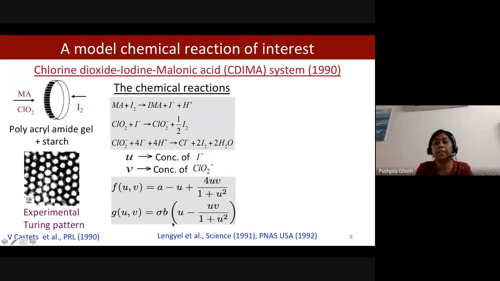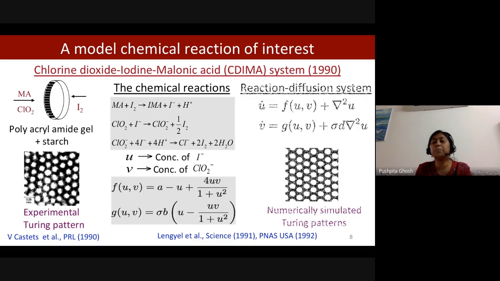And the sigma, which I will mention later, has a very big role in creating the disparity in the diffusion coefficient between the iodide and chloride ions. When starch is put in this reactor, the iodide ions form triiodide, which reduces their speed, that is, the diffusion coefficient, and that's how they create this condition of disparity between the two species. The entire system can be written as a reaction-diffusion model, and if you numerically simulate it, you can realize similar, mimicking Turing patterns.